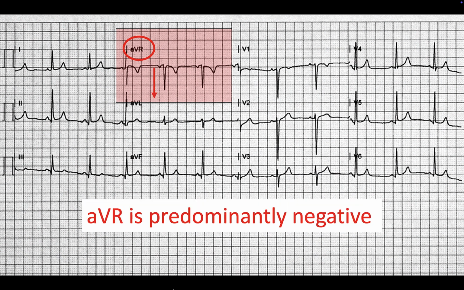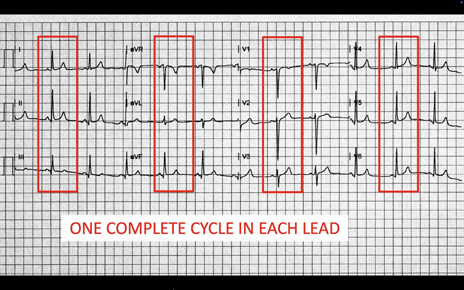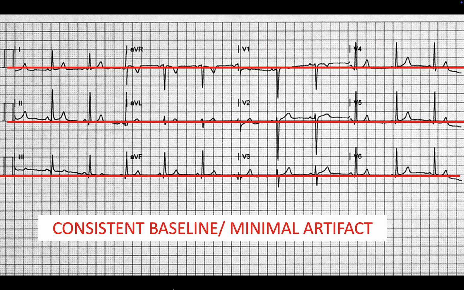The next thing I'm looking for is each complex. I'm going to look across left to right. In each of the 4 segments, I want at least one complex that I can see the entire cardiac cycle, P-wave, QRST, because then I have a clean view in each of the 12 leads that I need to look at. And I also want to look for that baseline.